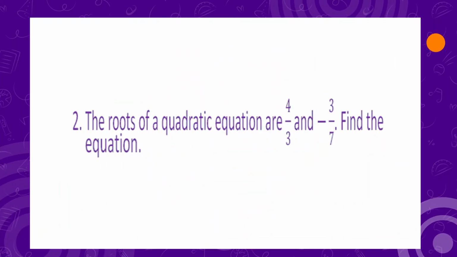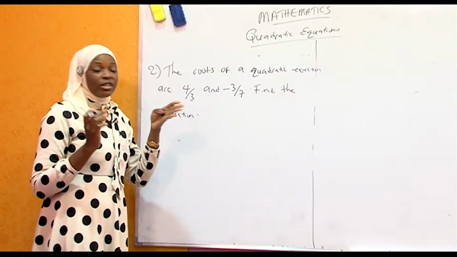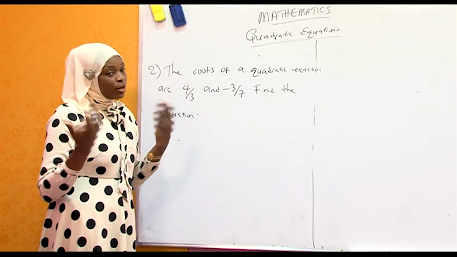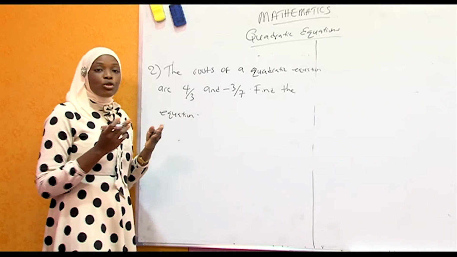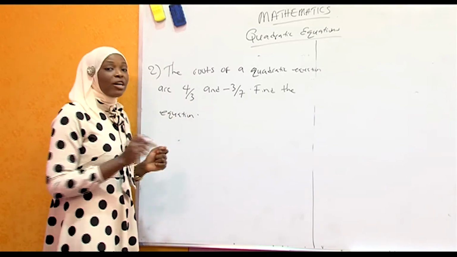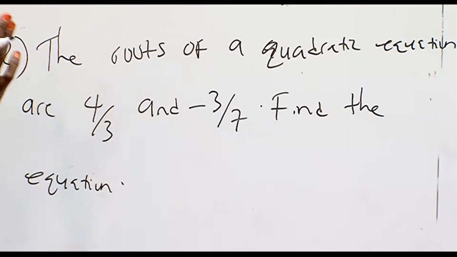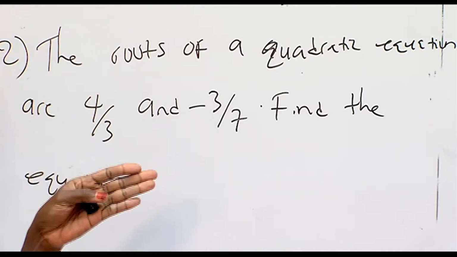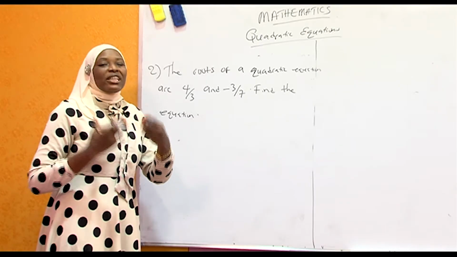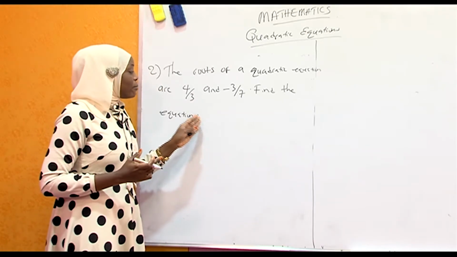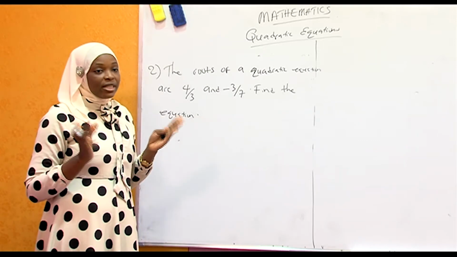When they say the roots of an equation, it means the values of x, just like the previous question we just solved. So if they tell you that the roots of an equation are this, it means the values of x are 4/3 and minus 3/7. They only gave the roots of the equation. From the roots, you should be able to get the main equation out. I mean the quadratic equation.